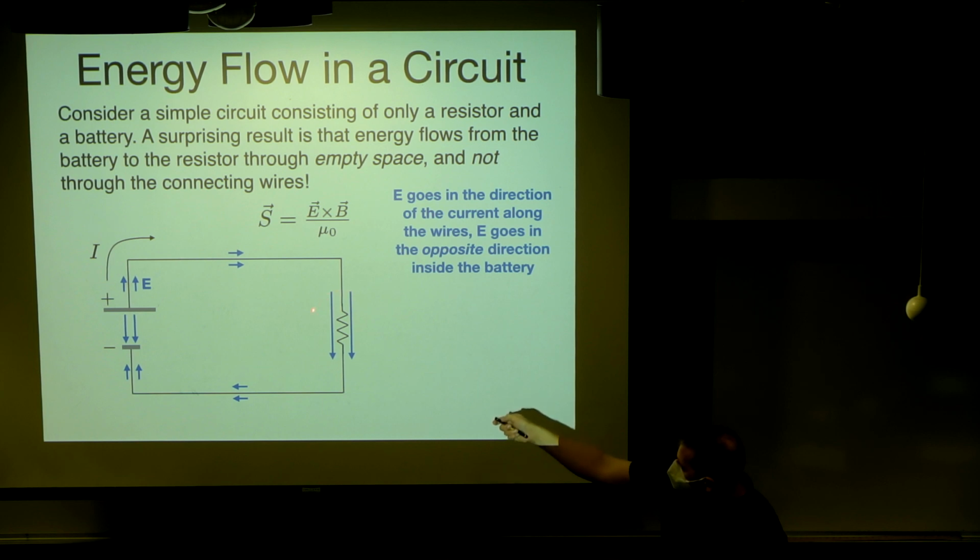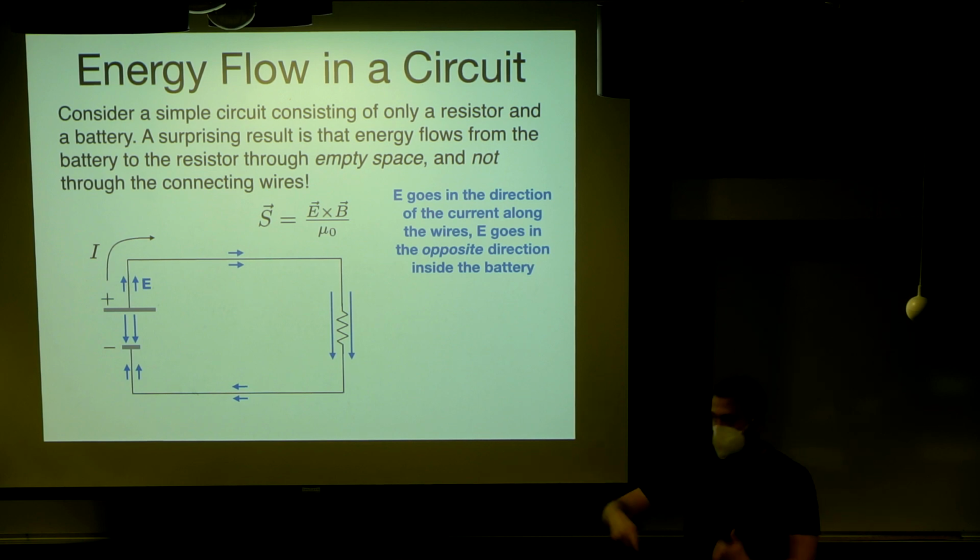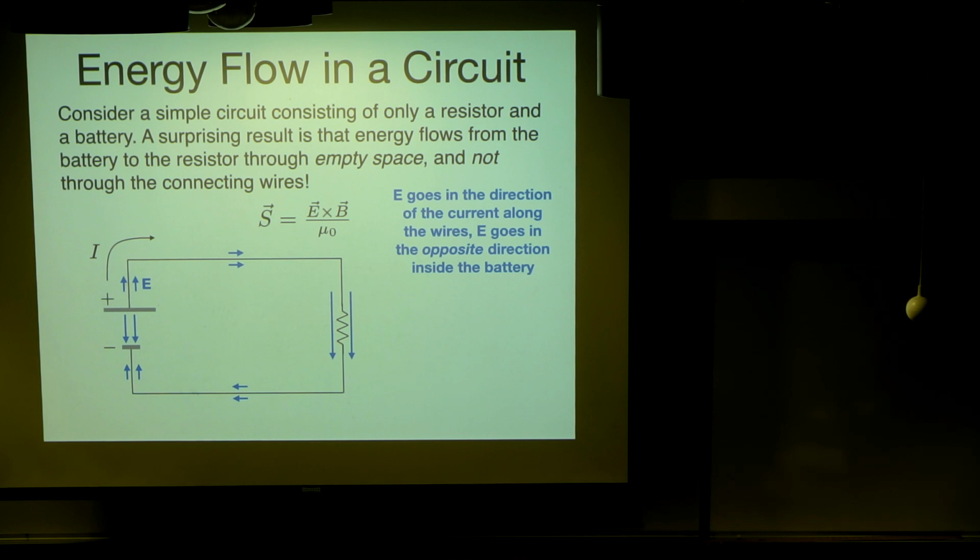But inside of the resistor, the E field is still going the same way, but it's larger because that has a bigger resistivity. So that's the basic picture of what the E field looks like. It's going clockwise all throughout the circuit, except it's going the opposite way inside of the battery, and it's a bigger strength where the resistor is.